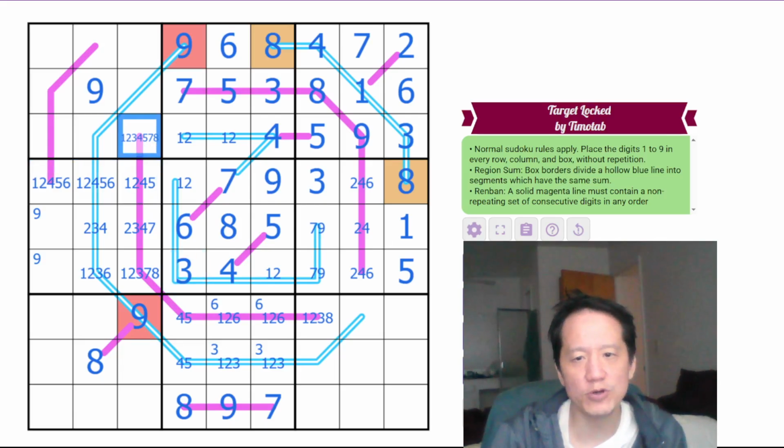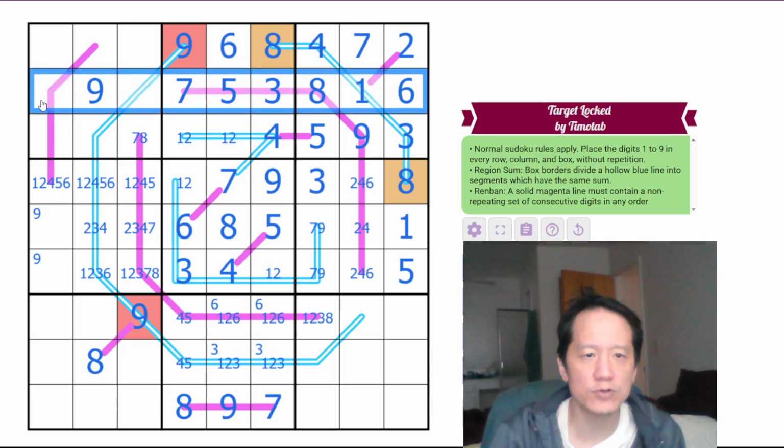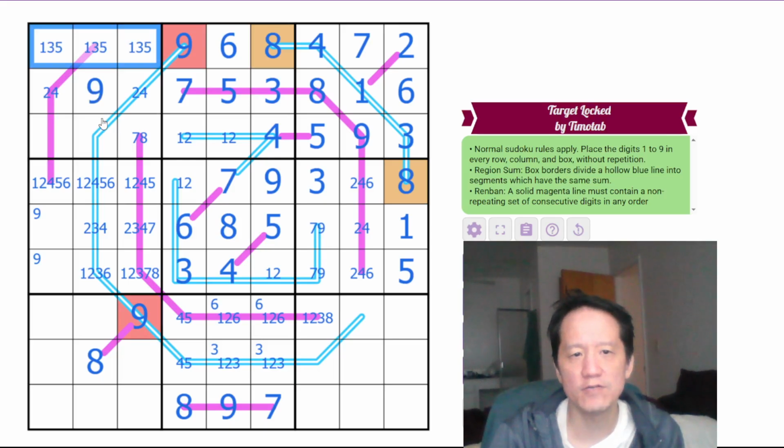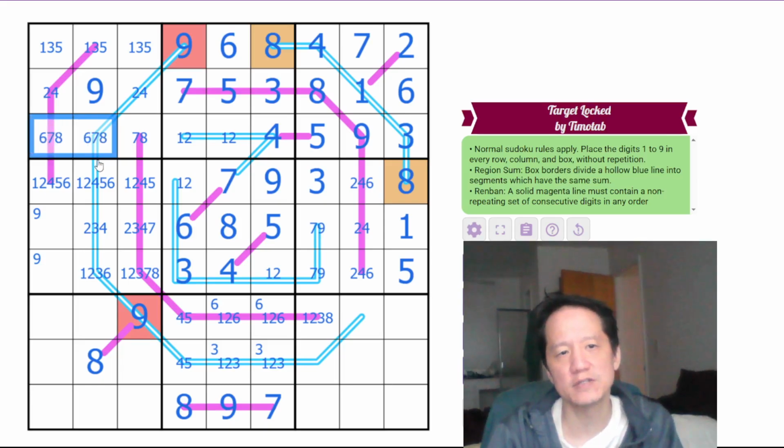This cannot be 1 or 2 because of the 1-2 pair. Cannot be 3, 4, or 5. So this has to be 7 or 8 here. And the remaining digits in row 2 are 2 and 4. The remaining digits in row 1 are 1, 3, and 5. And the remaining digits in row 3 are 6, 7, and 8.